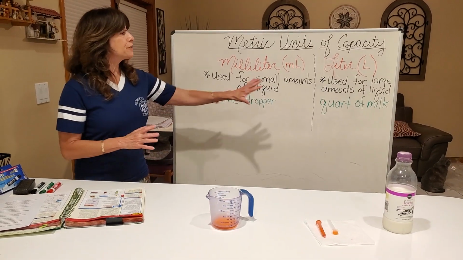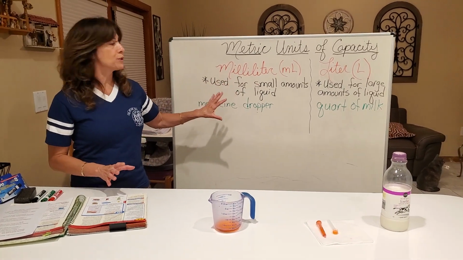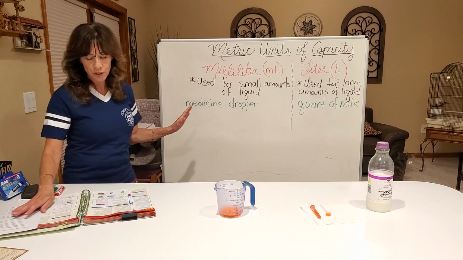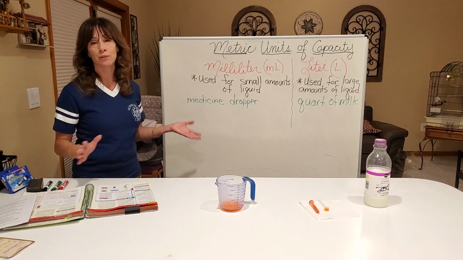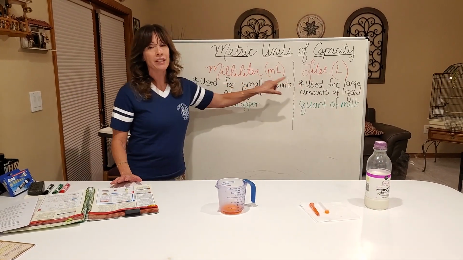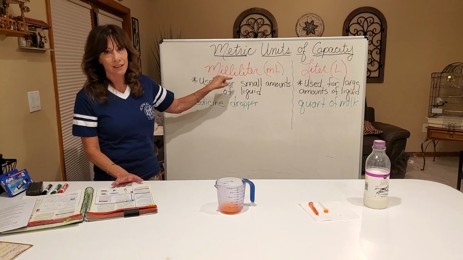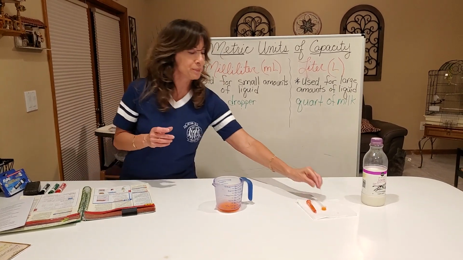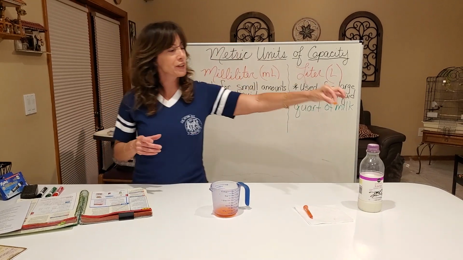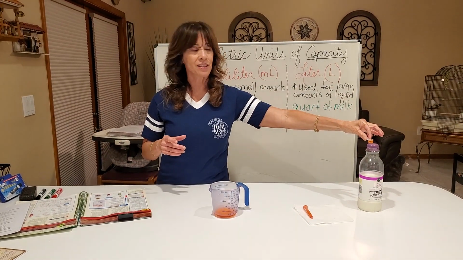So it's very easy because you can distinguish them. This is very small and this is much larger. Those are the 2 basic measures in the metric system. To get 1 liter, boys and girls, you would need 1,000 milliliters. So you would need 1,000 of these to fill up this liter.